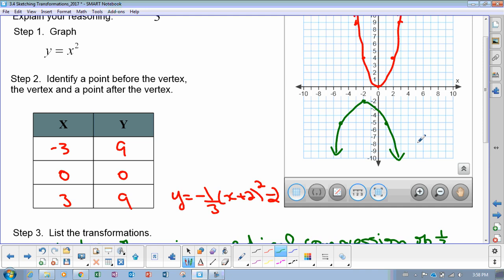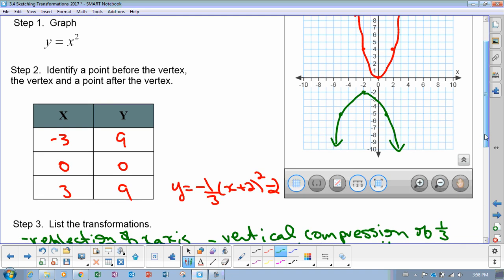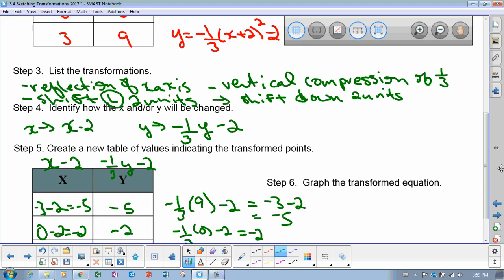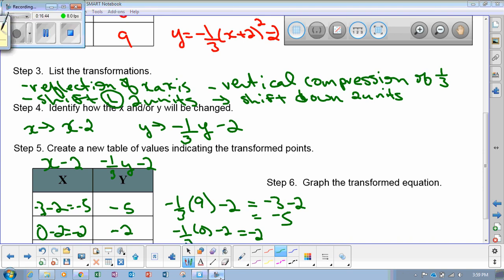So it's definitely been reflected. It's definitely been compressed because it's a little bit wider. And then the vertex is now at negative 2, negative 2. So that's basically how we can use a process to transform our equations. Hopefully it makes sense. If not, please come see me and ask questions.